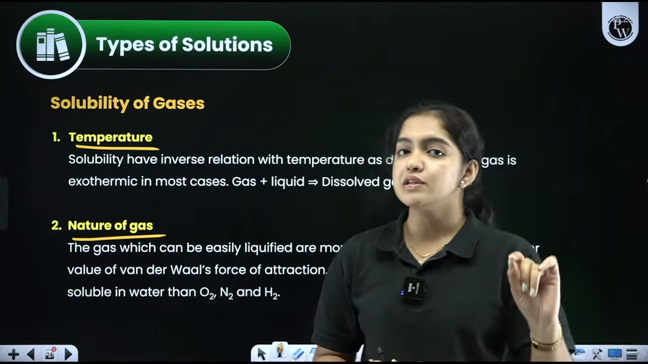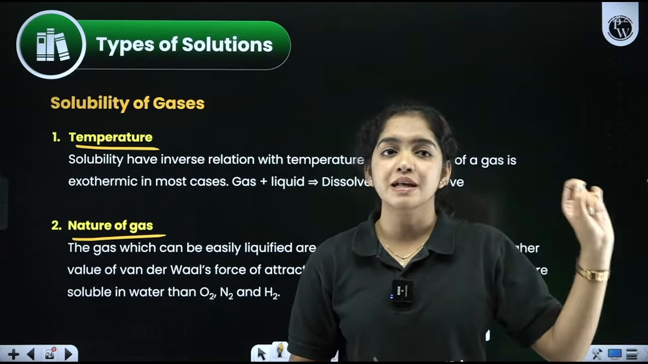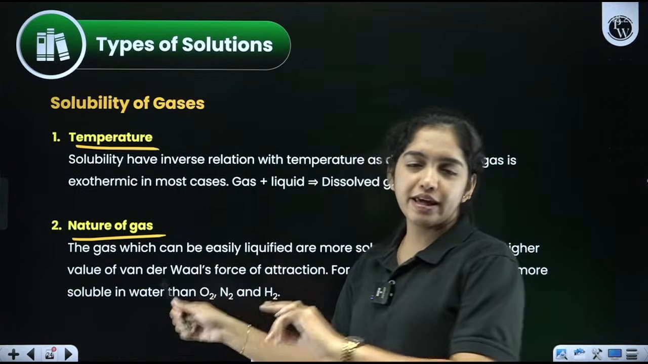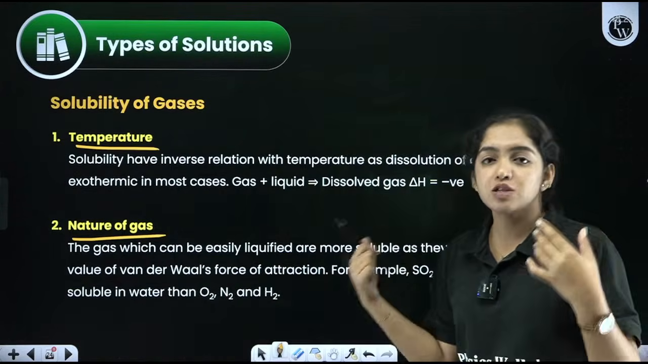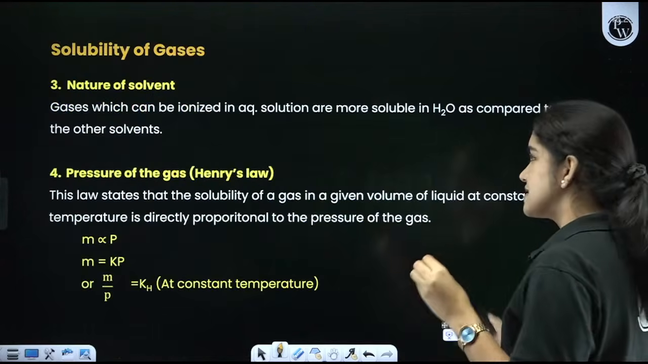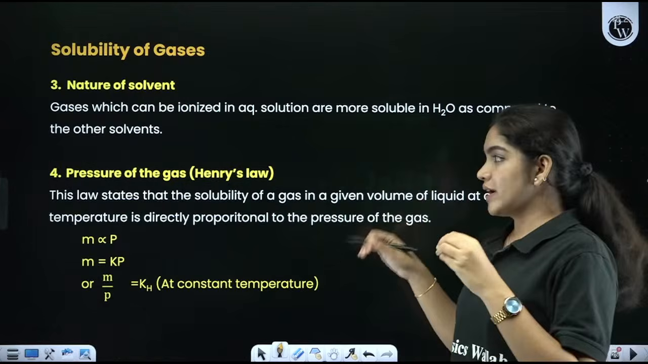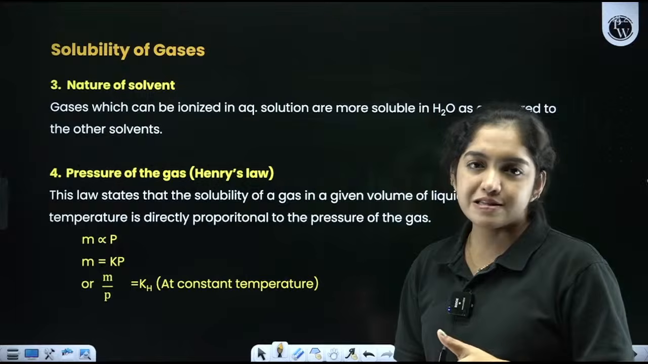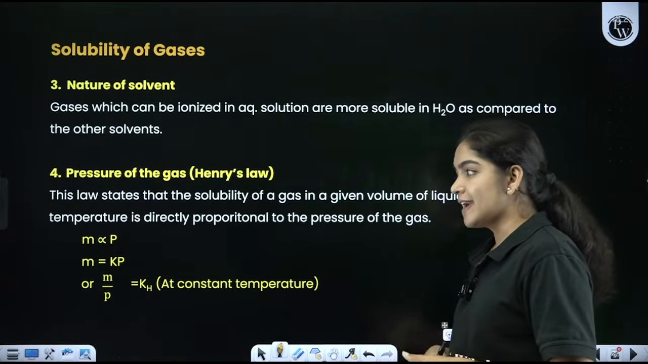Now we are going to learn about the solubility of gaseous solutions with temperature affecting it, and also the nature of the gas that we are using. According to the nature of the gas, it will affect the solubility. For these things, just read; the main thing we require is Henry's law. Then the nature of the solvent also affects it. Now we are going to Henry's law.